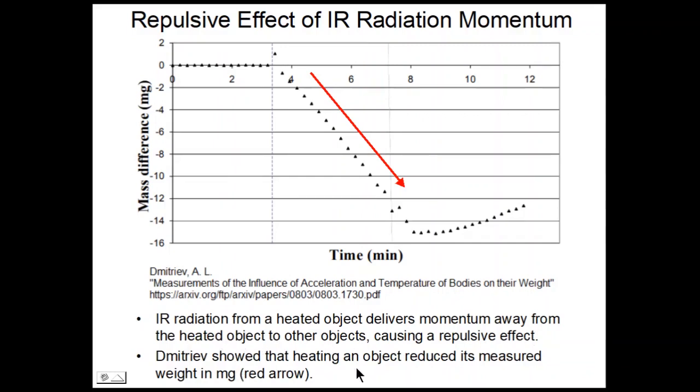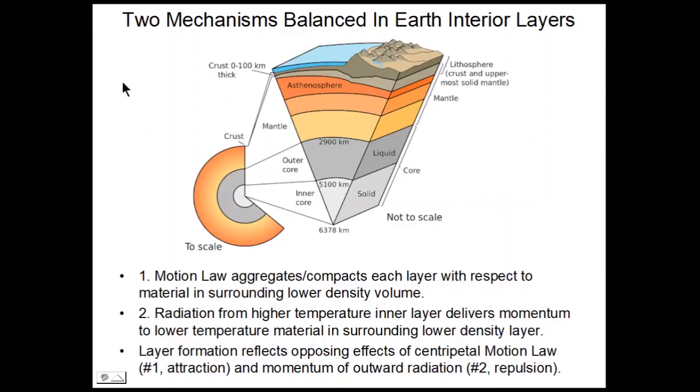Dmitriev showed that heating an object reduced its measured weight in milligrams. Here is the period of heating. The heating turned off, and the effect is decreasing. The decrease in mass. Two mechanisms balanced in Earth's inner layers, perhaps.